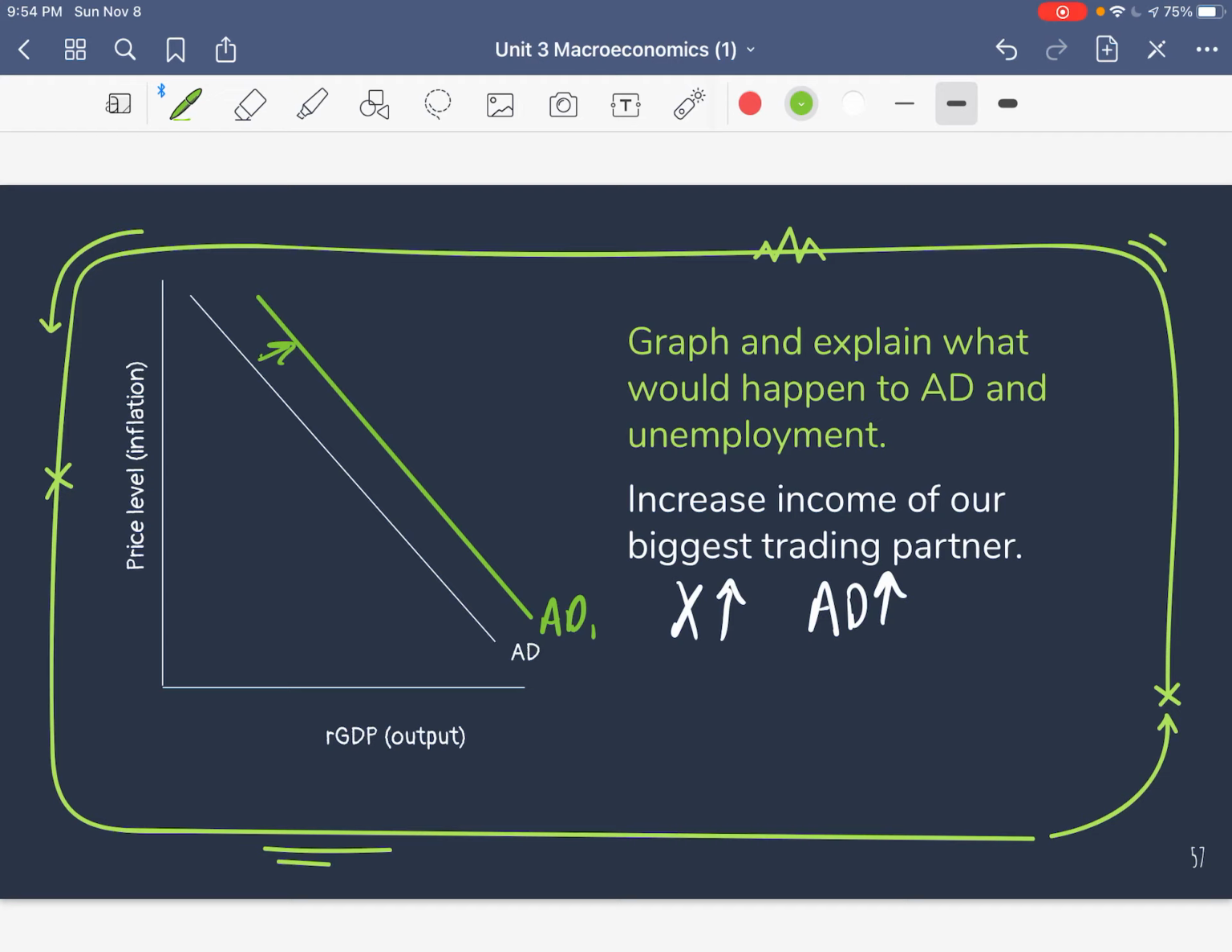Okay, so it shifted from the left to the right. That was an increase. And as you can see here, we went from making like this much stuff to now this much stuff. So we have increased output as well. You could also put increase our GDP, same thing, okay? And if we increase output, we're making more stuff. We need to hire more people. If we're hiring more people, that decreases unemployment.